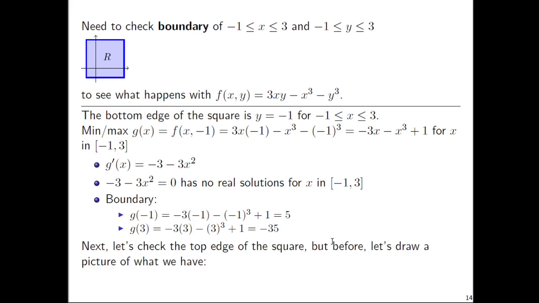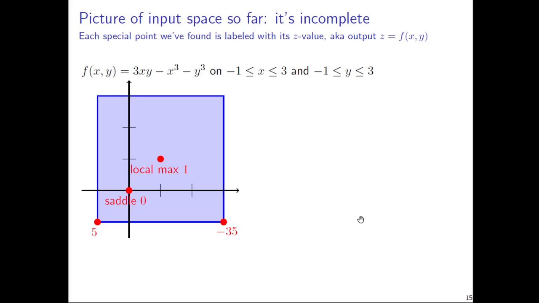Let's check the top edge of the square. Okay, so we check the bottom edge, but actually before doing that, let's just draw a picture of what we have so far. So we had a saddle with z value 0, we had a local max on the interior with z value 1, and then all along this bottom line segment, there were no critical points in the interior of the line segment, but we still had to check endpoints, and we got z values of 5 and negative 35. So now let's check the top edge of the square, right?